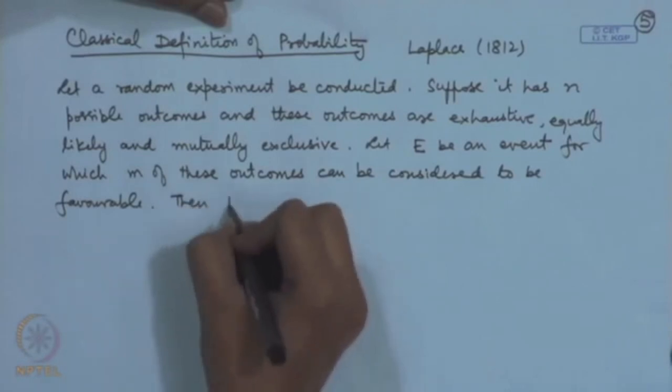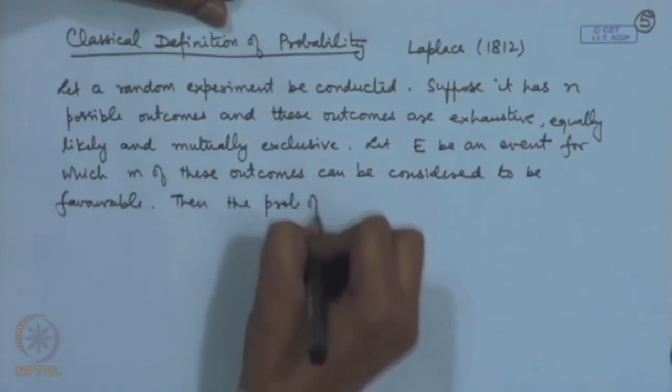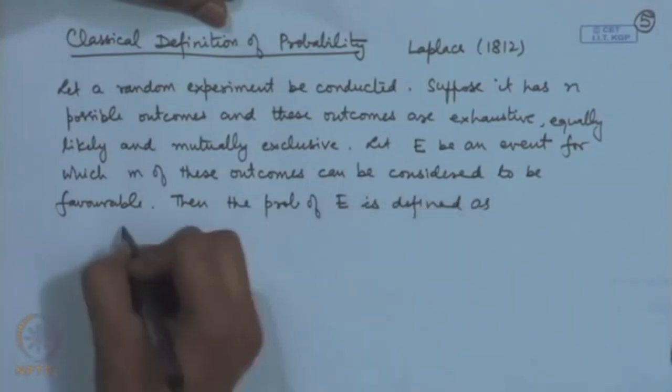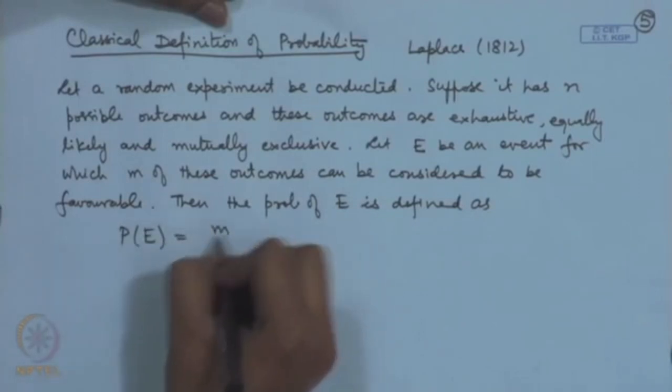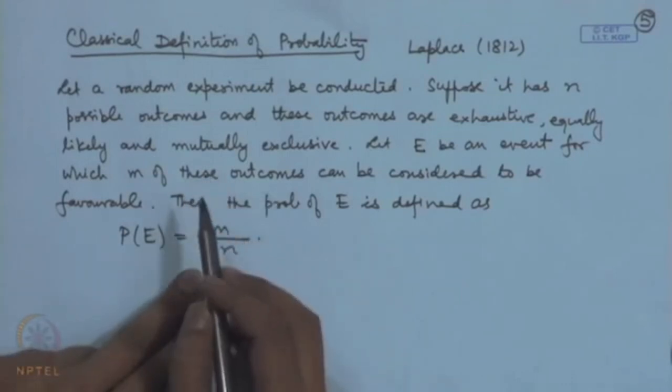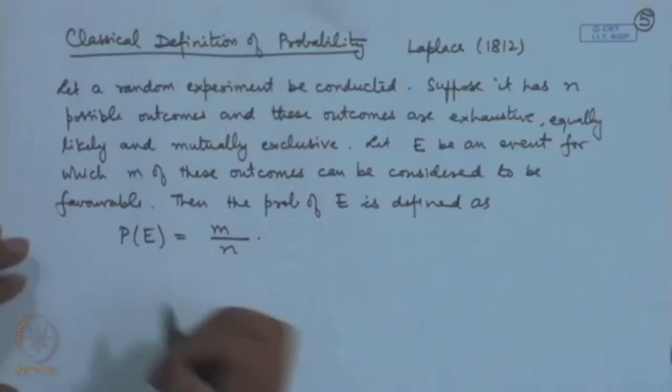Then the probability of E is defined as m by n. So, the definition is, as you can see, applicable to the experiments where we have a finite number of outcomes, all of which we can enumerate, and we are putting additional restrictions such that they are exhaustive, they are mutually exclusive, and also they are equally likely. In those cases, this definition can be applied.